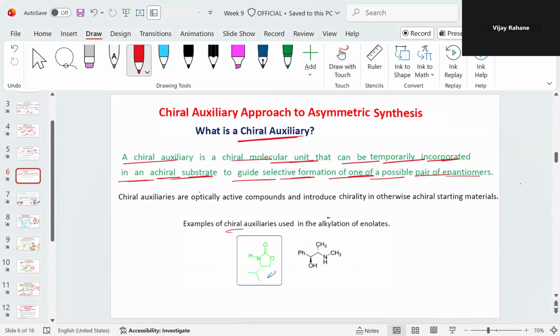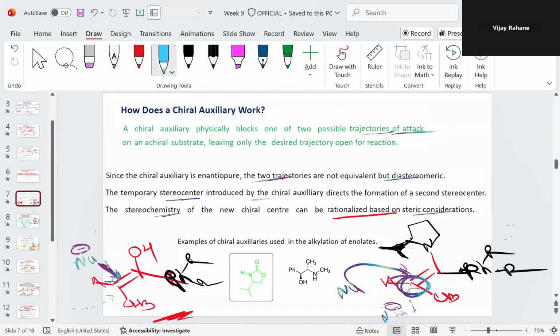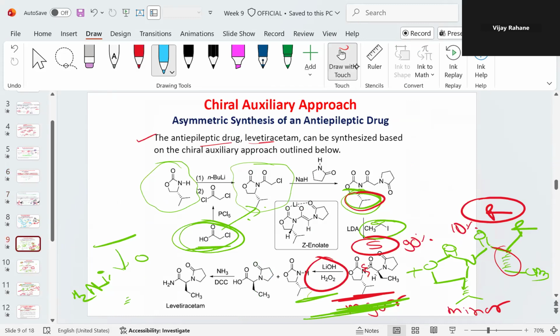This chiral auxiliary is basically a chiral molecular unit that can be temporarily incorporated into the achiral substrate to guide the selective formation of one of the possible pair of enantiomers. So I will let you understand this statement. What does this mean? When we look at one example here, you will easily understand what this chiral auxiliary is. Based on this one example only, you can very quickly understand.